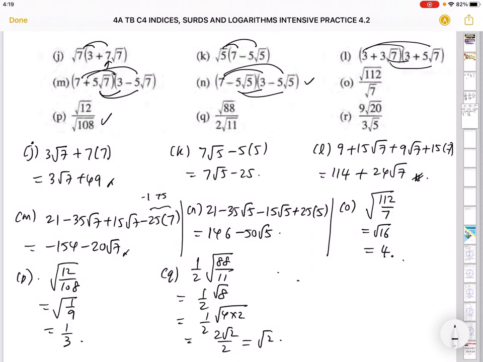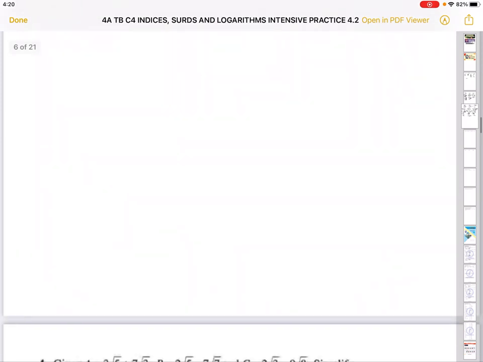And lastly, for part R, I think 9 can just divide by 3 straight away. I get 3. 20 I can divide by 5. So 20 divided by 5 is 4. Square root 4 is 2. 3 times 2 is just 6. Okay, so I think this is again not difficult. Alright, let's look at number 4.